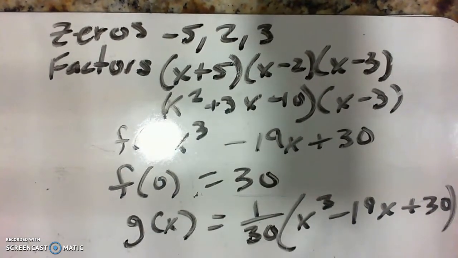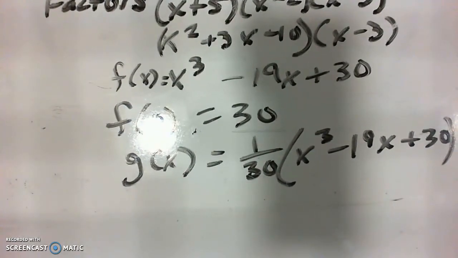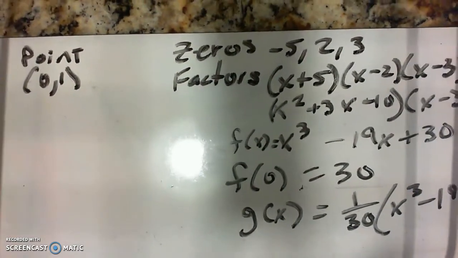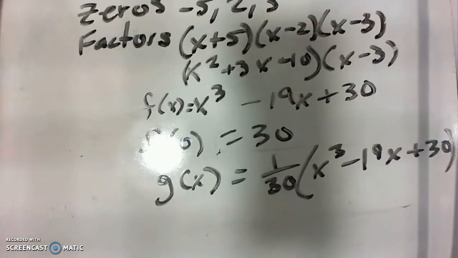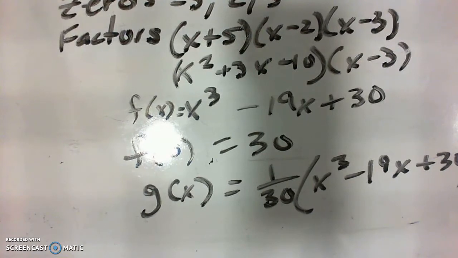If my zeros are at -5, 2, and 3, that would make my factors x plus 5, x minus 2, and x minus 3. If I FOIL all that out, I end up with x cubed minus 19x plus 30. And if you recall, the question originally said that it has to go through the point 0, 1. So when I plug in 0 for x here at f of 0, I get 30. So I have to change my function to g of x and then multiply the whole equation by 1/30.